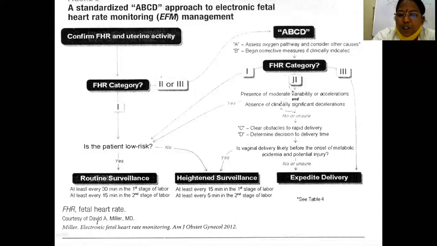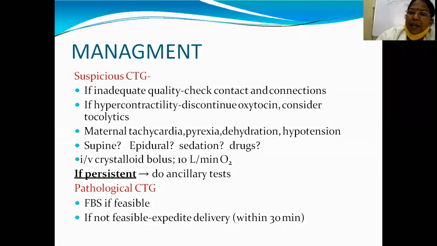And D is determine the decision to delivery time, whether vaginal delivery is likely before the onset of metabolic acidemia and potential injury. If no, then expedite delivery and go for cesarean section. If the patient is low risk, we can go for routine surveillance every 30 minutes in the first stage and every 15 minutes in the second stage. For heightened surveillance, where there is a little bit of a problem, the patient is a high risk case and vaginal delivery is likely, we can monitor judiciously every 15 minutes in the first stage and every 5 minutes in the second stage. We can cut short the second stage of labor by applying either vacuum or forceps.